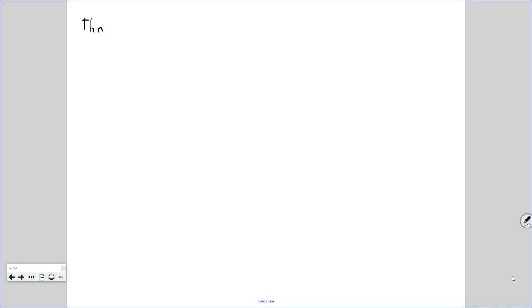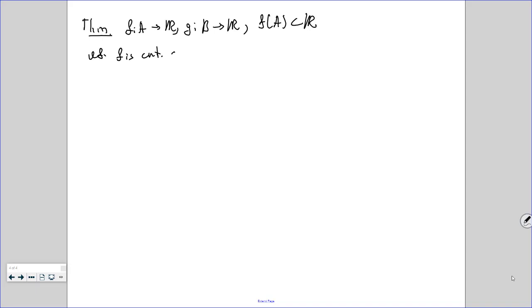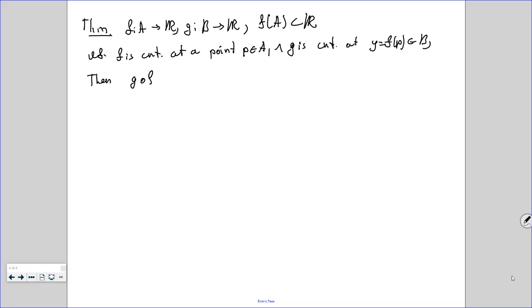The other interesting property of continuous functions is related to the composite function. The theorem says, if we have functions f and g such that f goes from A to R and g goes from B to R, such that the range of the function f is in B, if f is continuous at a point p in A and g is continuous at the point y, which is f(p) and belongs to B, then the composite function is continuous at p.